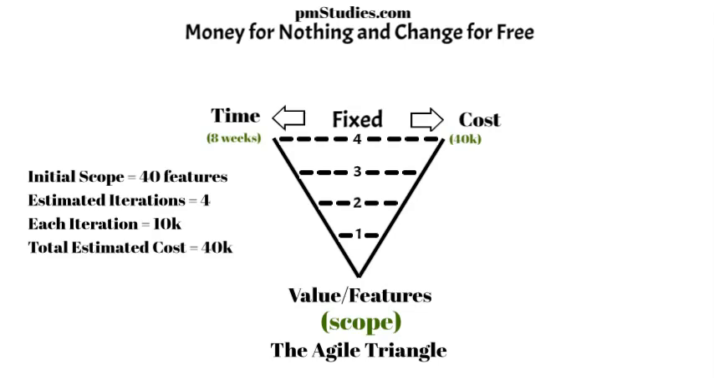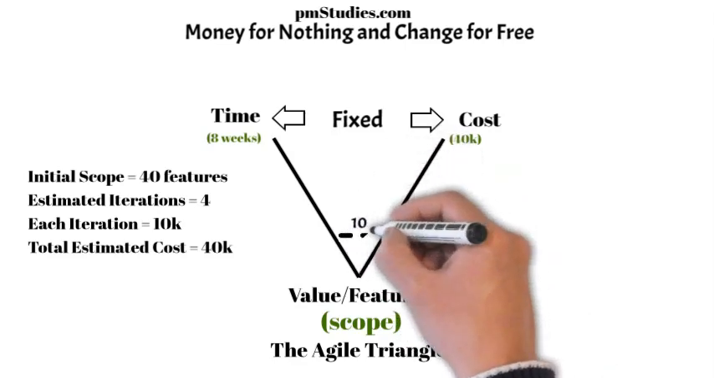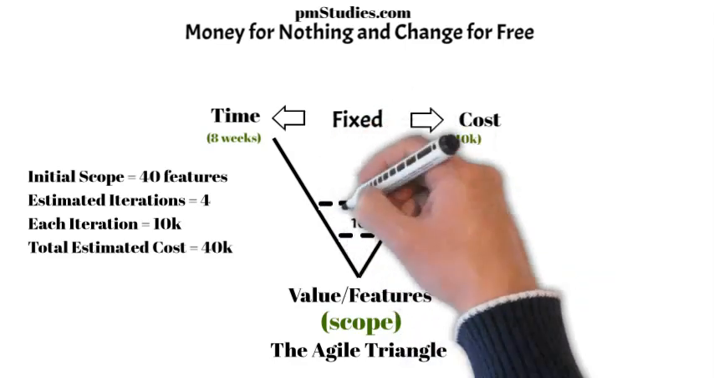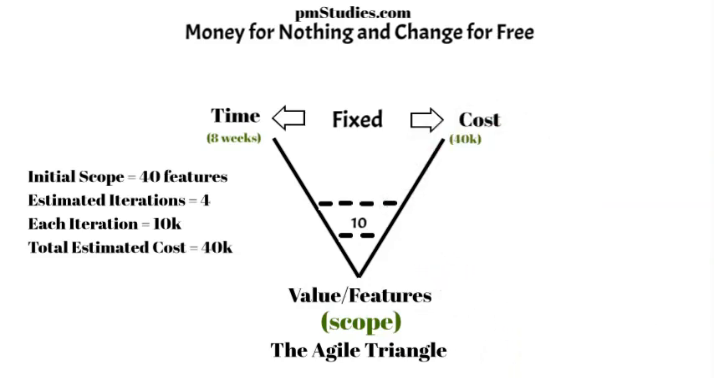A money for nothing and change for free contract has been agreed on for the development of the application. Work begins. At the end of the first iteration, 10 valuable features have been completed. At the end of the second iteration, another 10 valuable features have been completed, bringing the total completed features to 20. Before the start of the third iteration, a request by the customer to include another 2 valuable features has been made to the product owner.